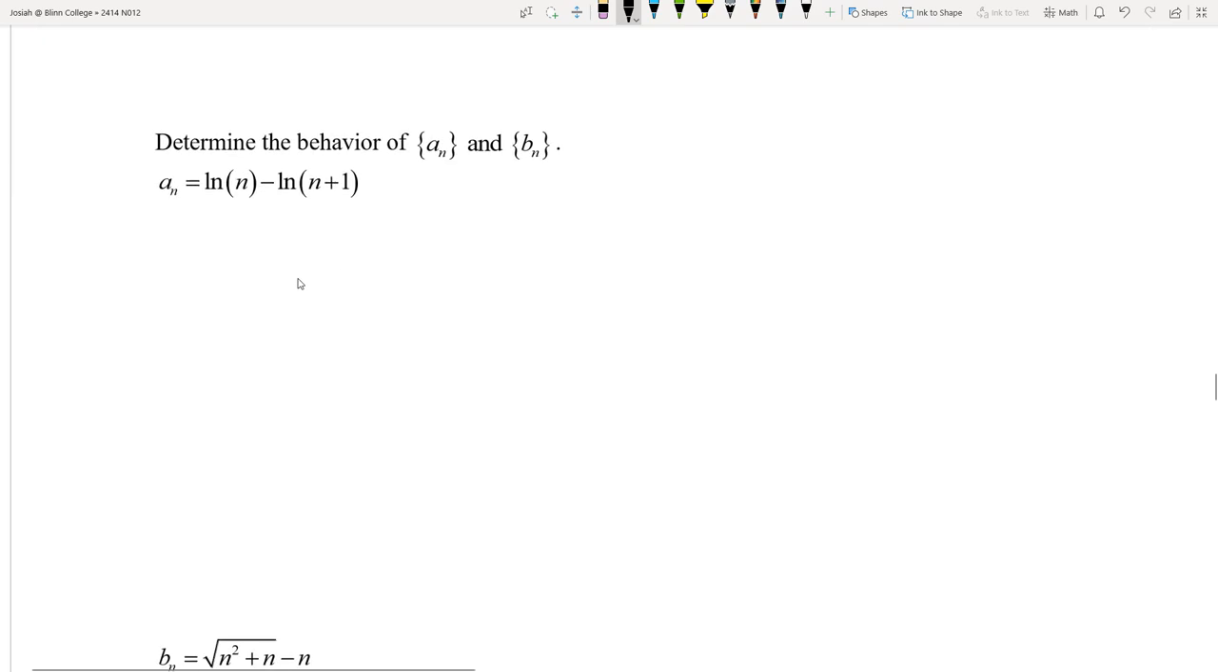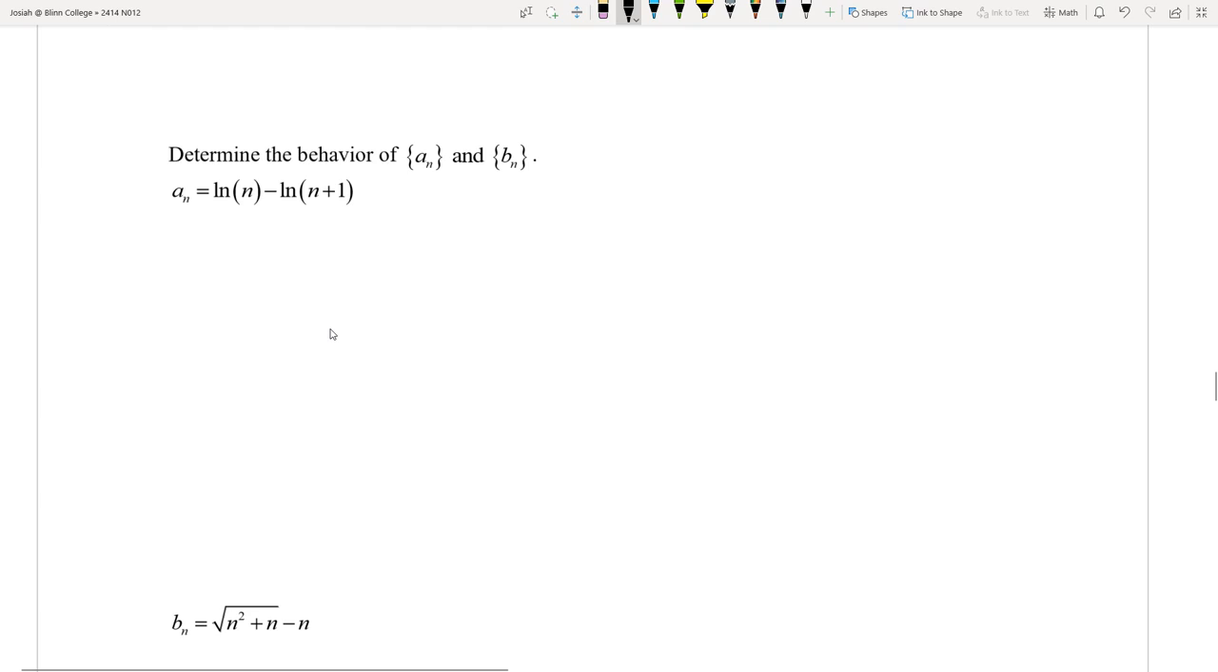All right, next thing we're going to do, figure out the two behaviors here. We've got two different sequences, one involving natural logarithms, and then down there we'll go ahead and look at the roots as well. So we've got the natural logarithm, right? And if we just sort of start to evaluate our limit here, as n tends to infinity, natural log of n minus natural log of n plus 1, we'll go ahead and get natural log of infinity minus natural log of infinity. So we'll get infinity minus infinity, which is no good.